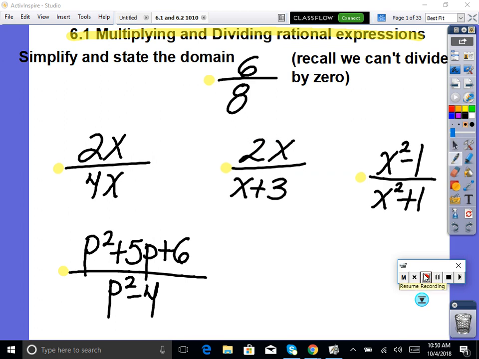Because simplifying a rational expression is our last step. So we're dealing with fractions. Now one quick rule is, remember, we can't divide by 0. So it says simplify and state the domain.